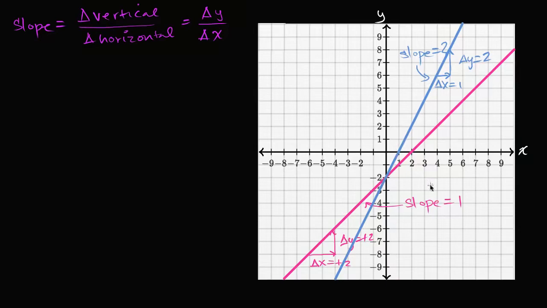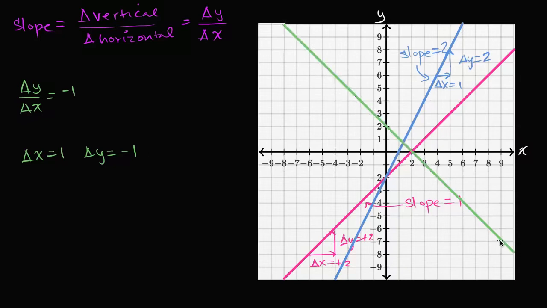Now what would a negative slope be? So let's just think about what a line with a negative slope would mean. Well, we could take an example. If we have our change in y over change in x was, let's say, equal to negative 1. That means that if we have a change in x of 1, then in order to get negative 1 here, that means that our change in y would have to be equal to negative 1. So a negative 1 slope would look like this.